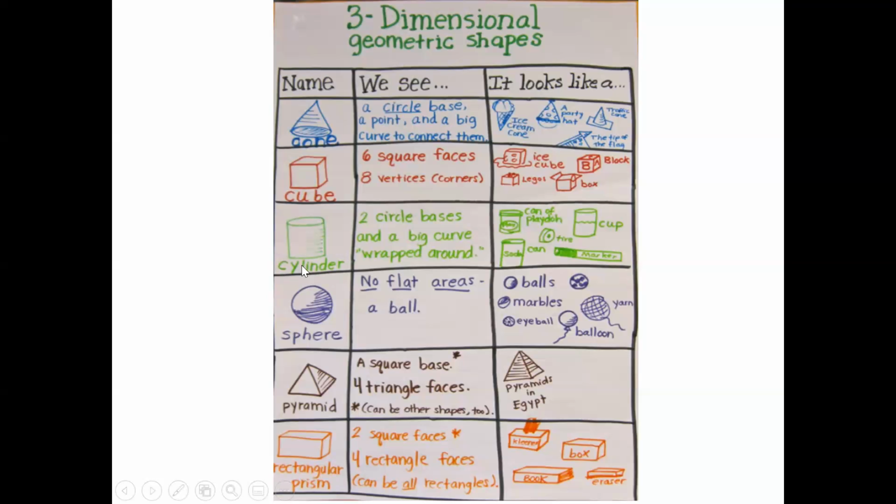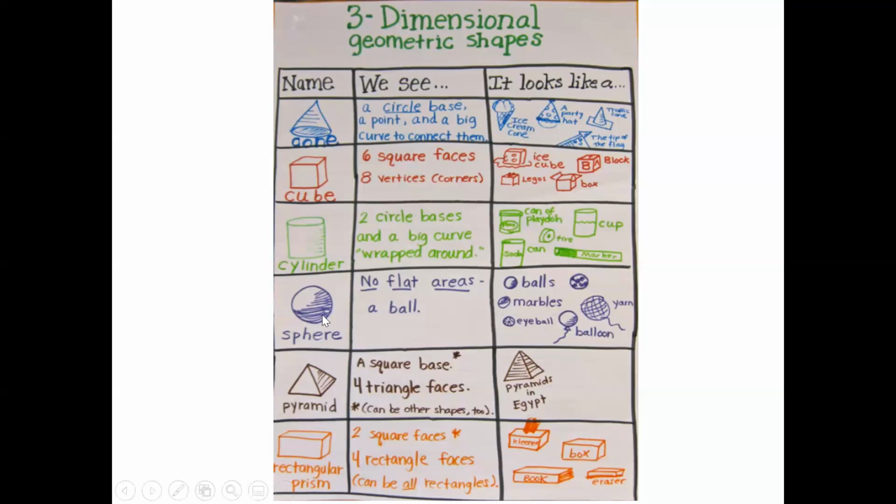Then we have this next 3D shape. Can you say cylinder? Very good. So a cylinder has 2 circle bases. It has one at the top and it has one here at the bottom. And it has a big curve and it wraps around, you could say. So some examples of a cylinder in real life, and again, I think you have some of these at home, would be a can of Play-Doh, a cup that you might put juice or water in and drink out of, a soda can, a long marker. These are all examples of cylinders, okay?